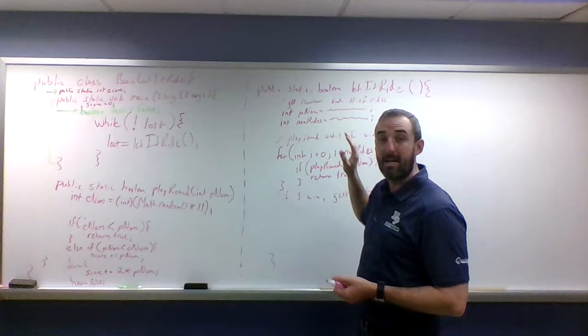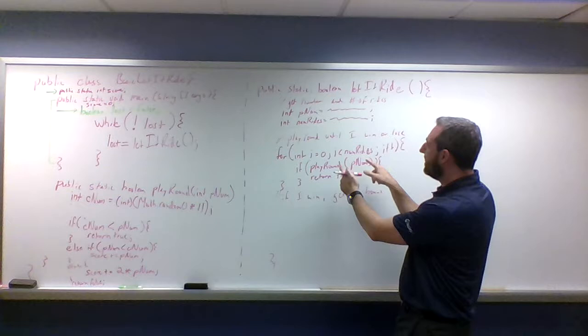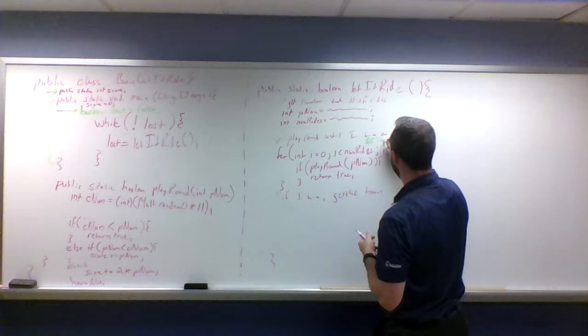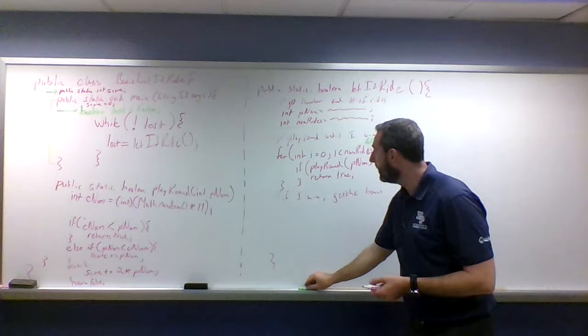Suppose this method didn't have a return type. What I would then do is change my condition up here to say, not only is i less than number rides, but I also have to be, and I have not lost. So what that would do is allow me to say, hey, if I lost, just stop. So this plays rounds until I win or lose. It looks like that works.